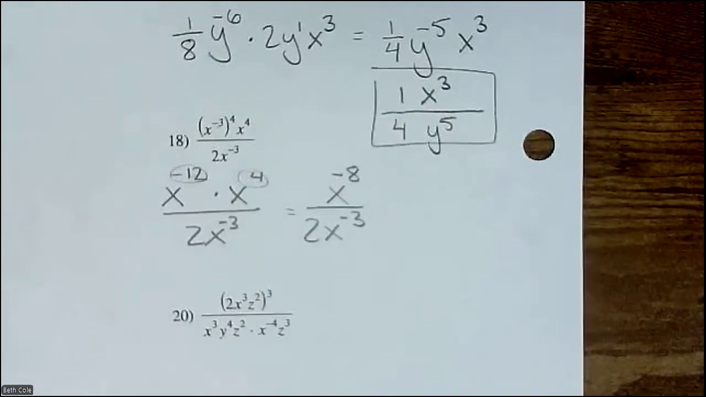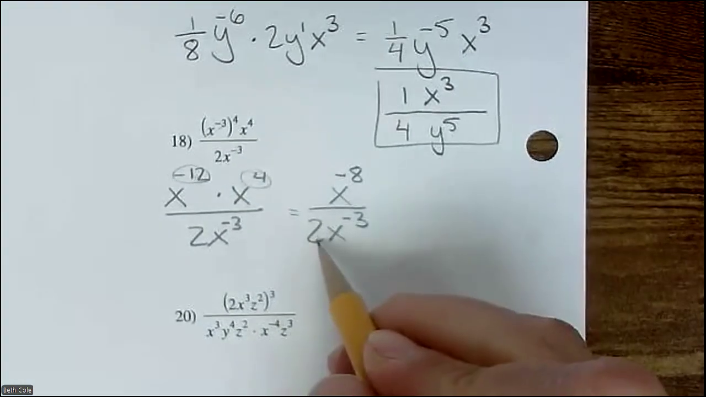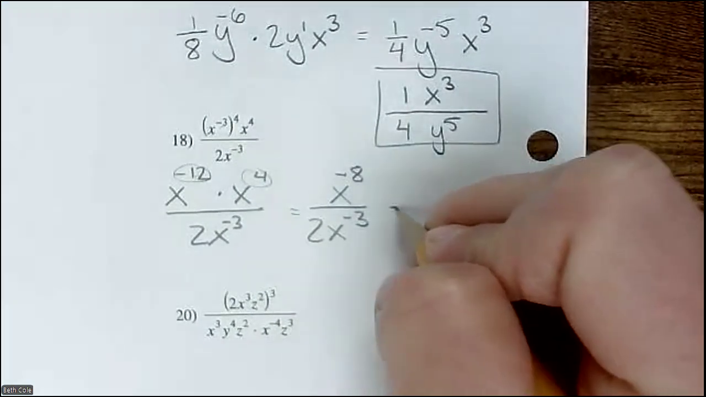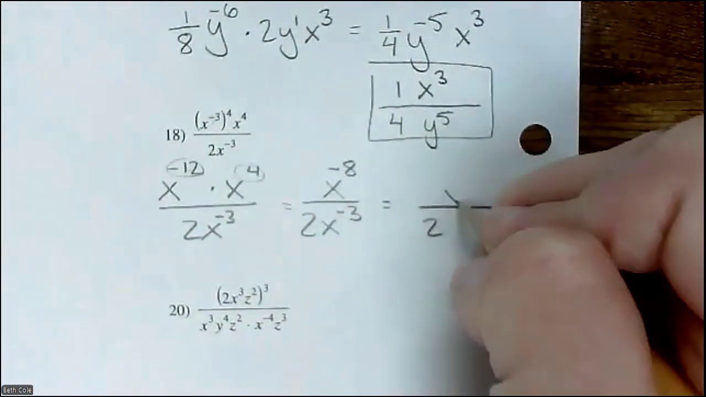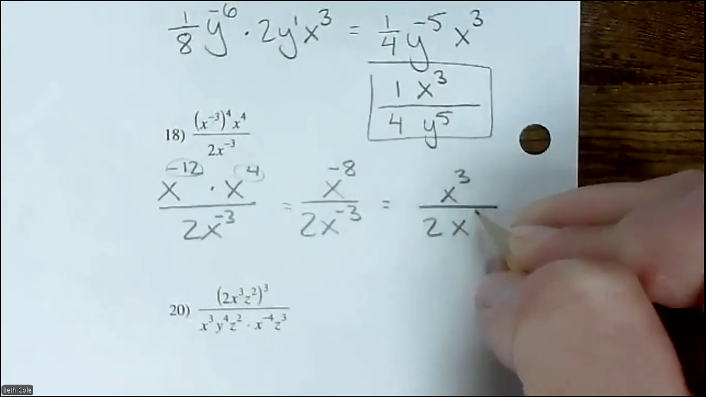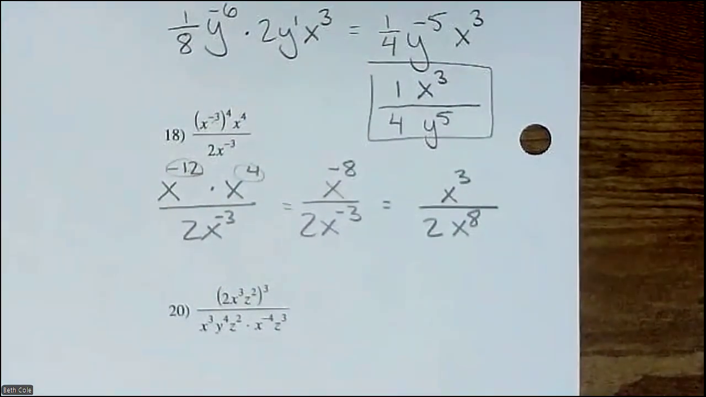Do you see how they're both negative? What does that mean? They both switch. Does the 2 move? No. The 2 just stays where it is. That x to the 3rd comes to the top. The x to the 8th goes to the bottom. They're both traitors, so they all switch sides.